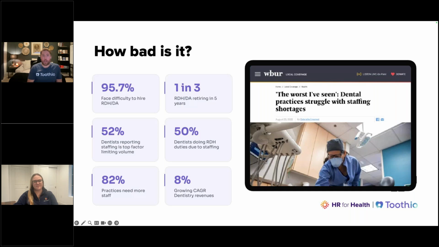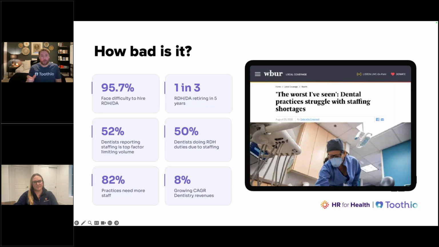And that's pretty unanimous. 90+% of doctors say that. 95% of doctors say they face difficulty hiring. 90% say they faced extreme difficulty hiring. Those numbers haven't fluctuated for about 3 years now, which is pretty incredible. We'll get into the reason why, but I want to drill into some of these stats before we go deeper. 1 in 3 RDHs and DAs are retiring in the next 5 years.